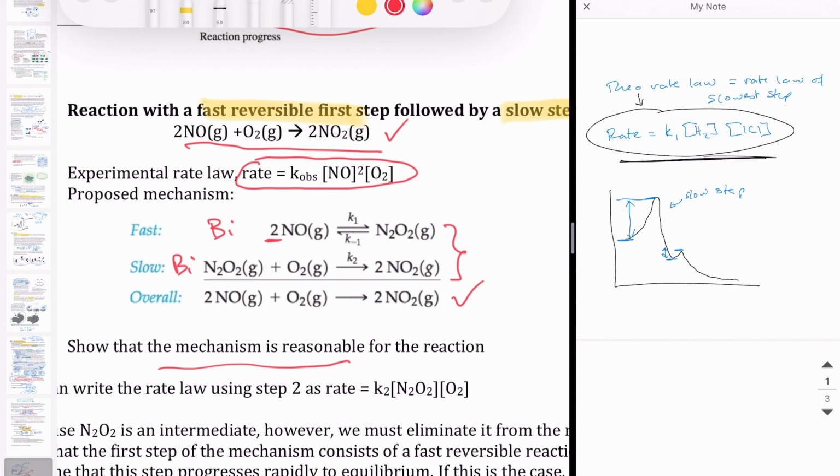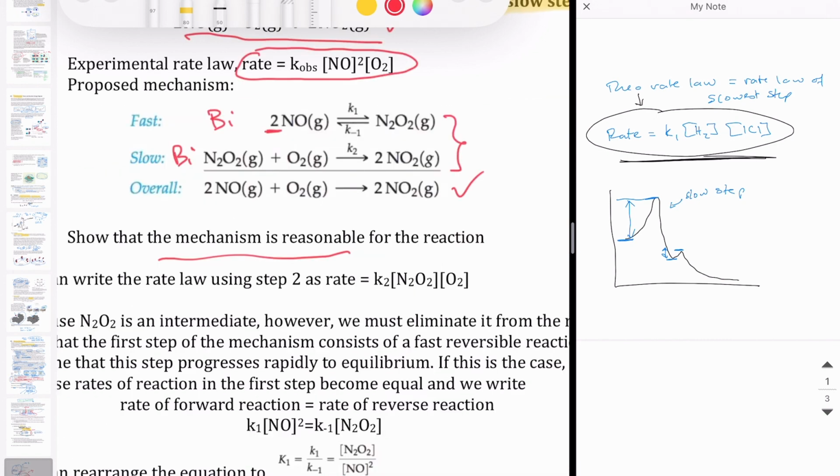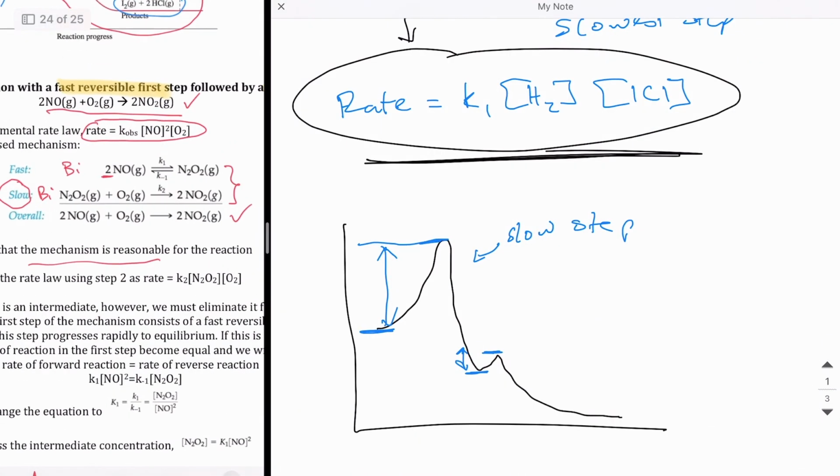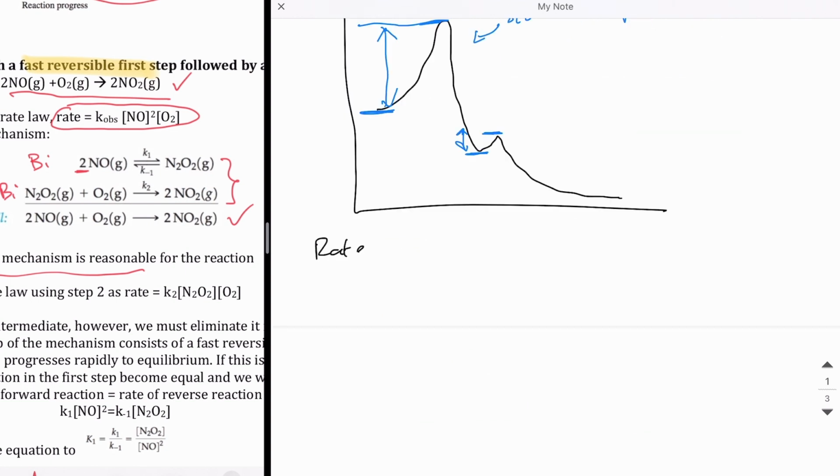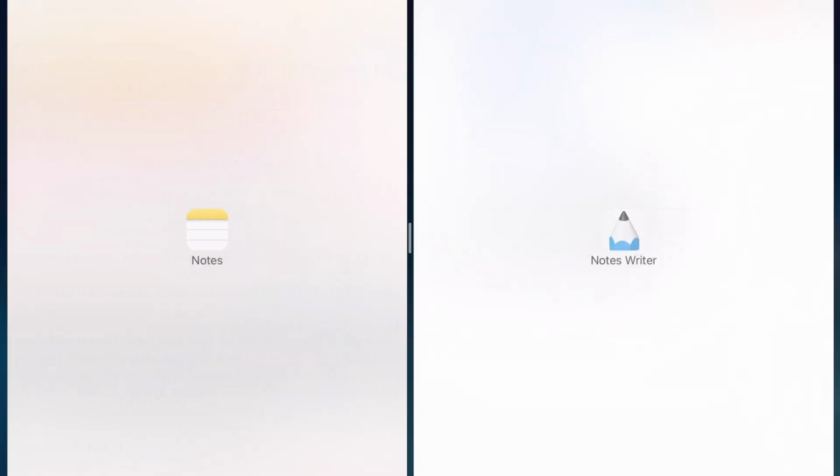Now the third requirement is that you have to derive a theoretical rate law and show that it matches the experimental rate law that we were given. Remember, the theoretical rate law is the same as the rate law of the slow step. Our slow step is step two, so we're going to write a theoretical rate law based on that step. That's just going to be rate equals k2, since it's the second step, times the species in the second step: the reactant N2O2 raised to the first power, because that's the coefficient, and then O2 also raised to the first power. I also wrote it in the notes.